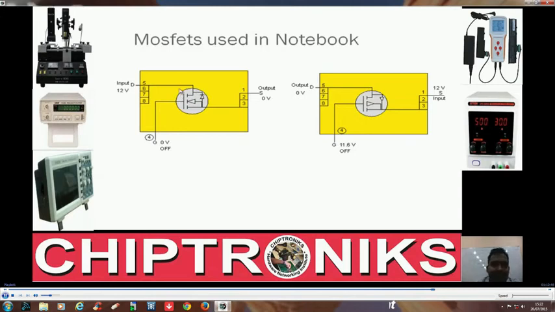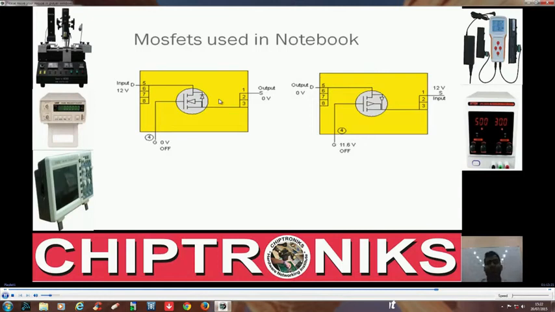As I said, an N-channel MOSFET is normally used when the input is connected to the drain and the output is connected to the source, and VGS is greater than 0, then current will flow from drain to source. But let us consider a case in which the input is connected to the source and the output is connected to the drain. In that case, this MOSFET will allow the flow of current through this diode, and in that case this MOSFET is used not as a MOSFET but as a diode.